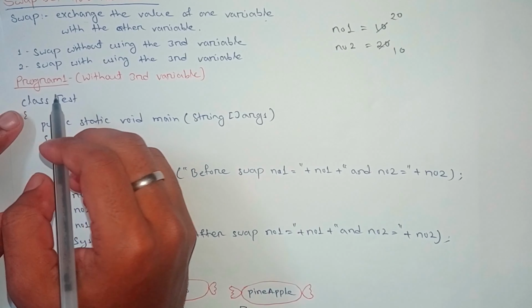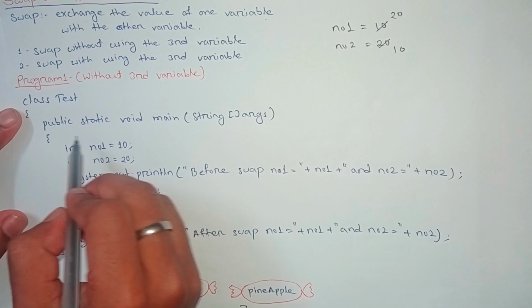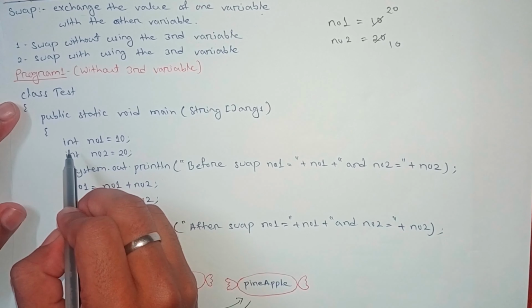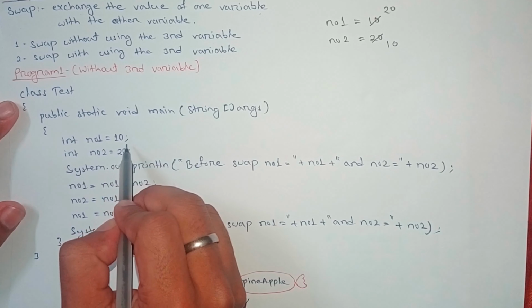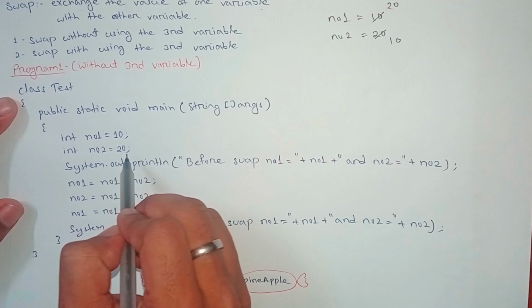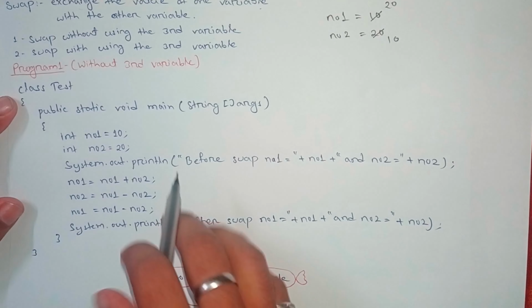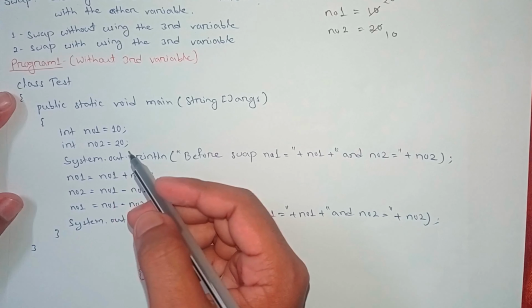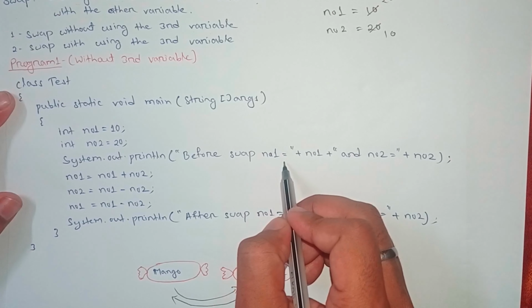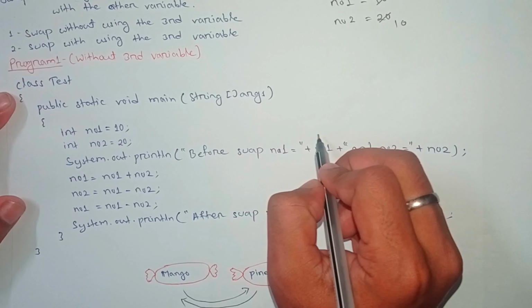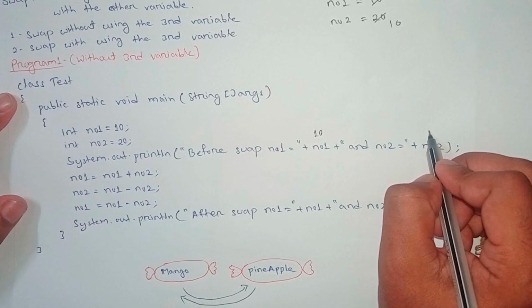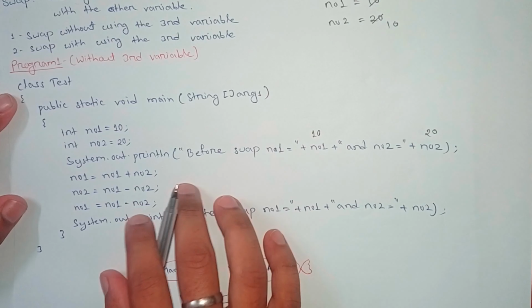This is the program. Class test, public static void main. This is the main method. Inside the body of main method, int number 1 equal to 10, int number 2 equal to 20. I want to print the value of number 1 and number 2 before swap. So before swap number 1 equal to number 1, it will print 10, and number 2 equal to number 2, it will print 20.